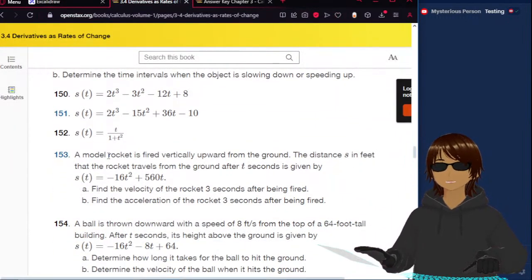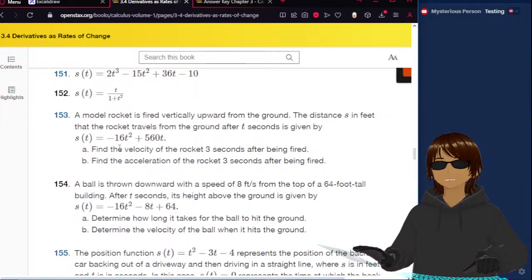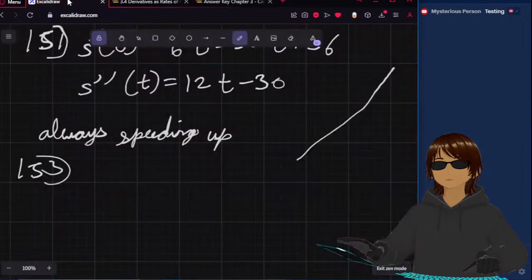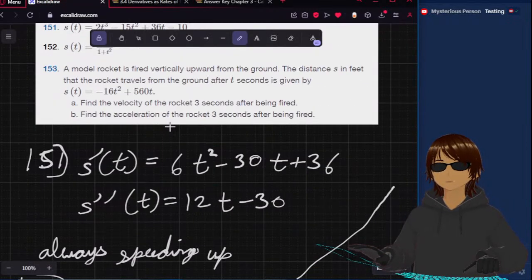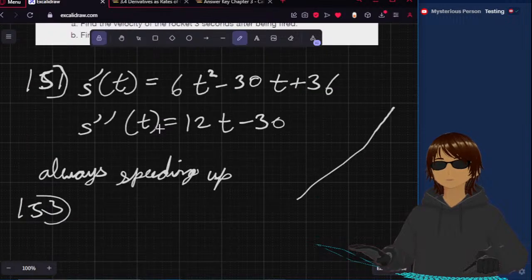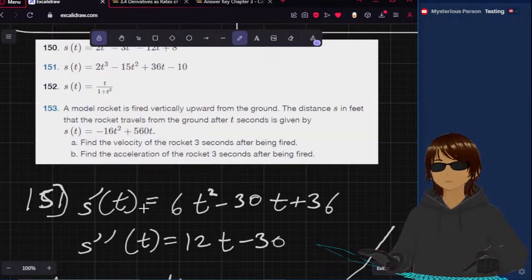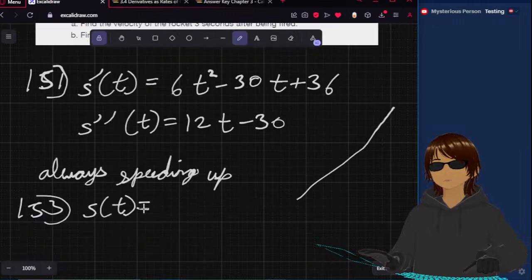A model rocket is fired vertically upwards from the ground. The distance that the rocket travels from the ground after t seconds is given by s of t is minus 16t squared plus 560t. Find the velocity of the rocket 3 seconds after being fired. Find the acceleration. Okay, so we have s of t is minus 16t squared plus 560t.